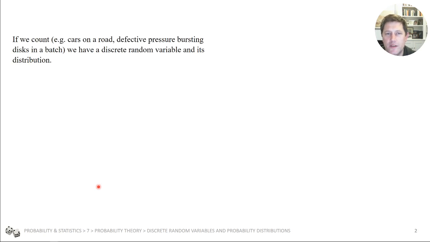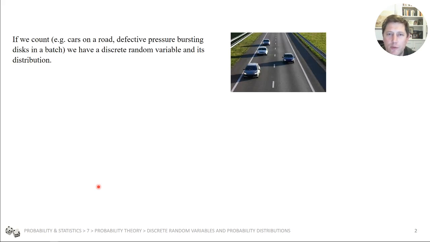So first of all, what are these variables? A discrete variable is one that is counted. It's a discrete quantity, not continuous. It's something like cars on the road. You can have 1, 2, 3, 4 cars on the road, but you can't have 3.5 cars or 2.25 cars on the road. Or it could be defective pressure bursting discs in a batch. You can count those, and there's an integer number of them. It can't be a non-integer number of them. So some variables are like that, that's what their nature is.